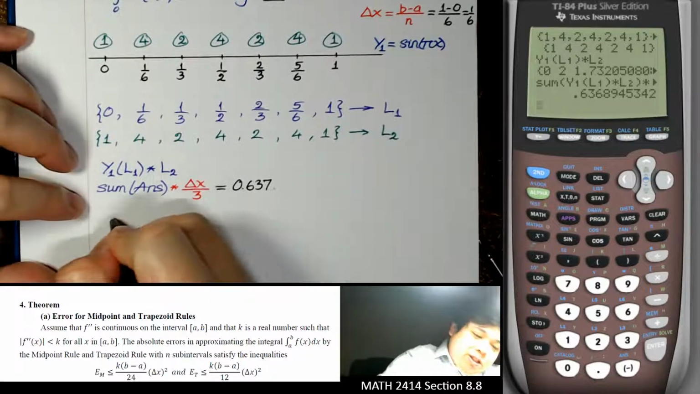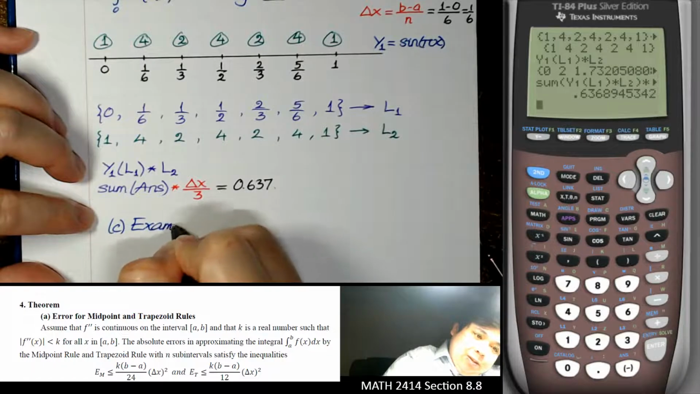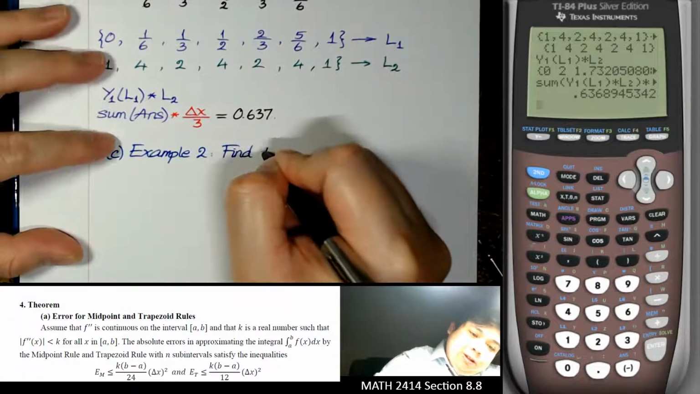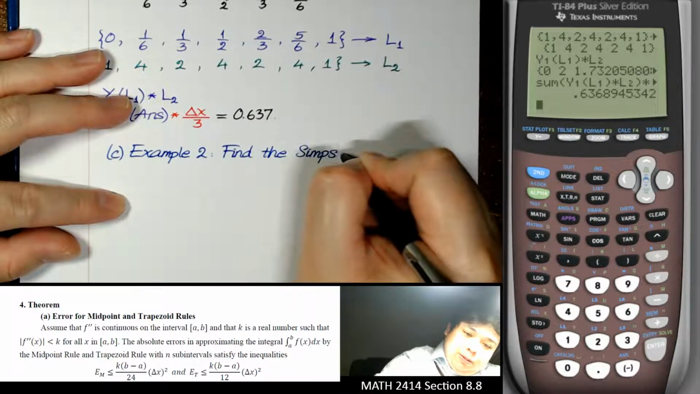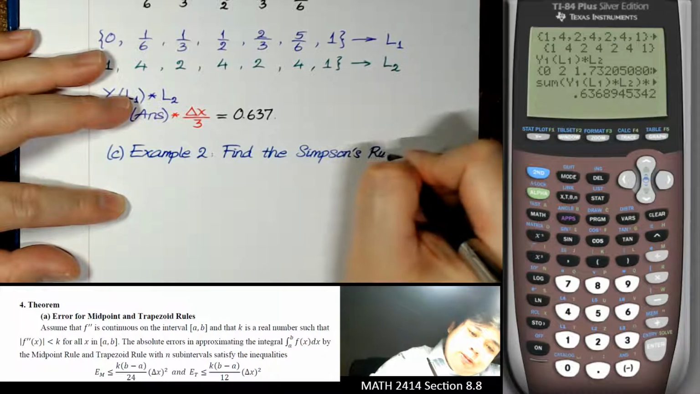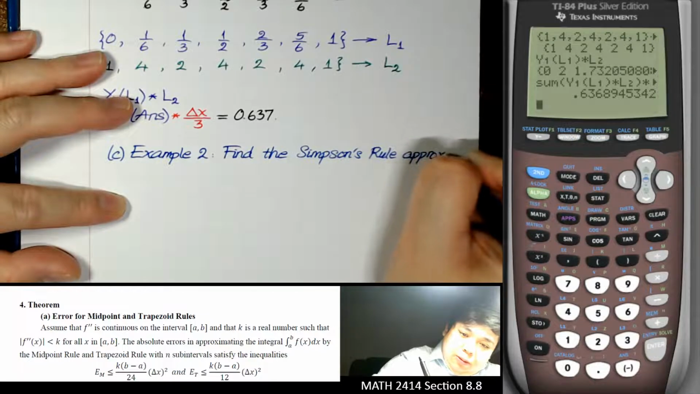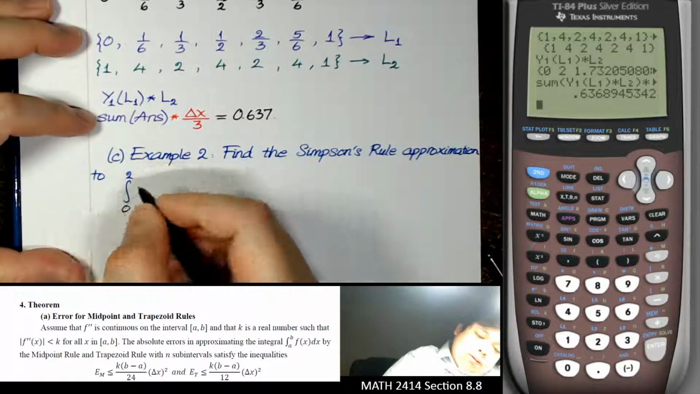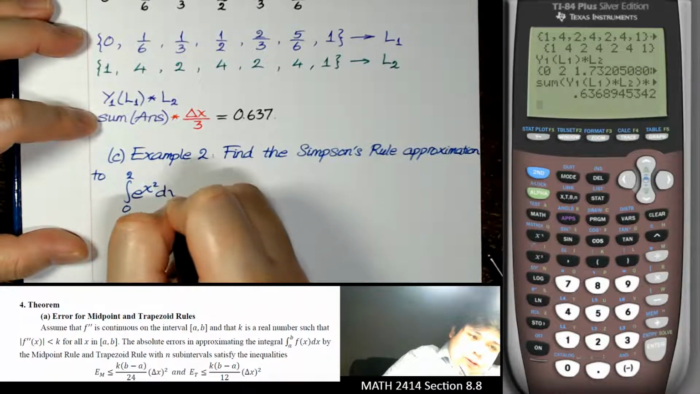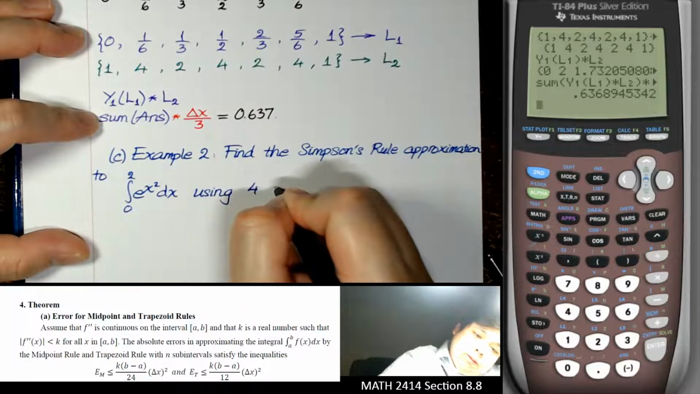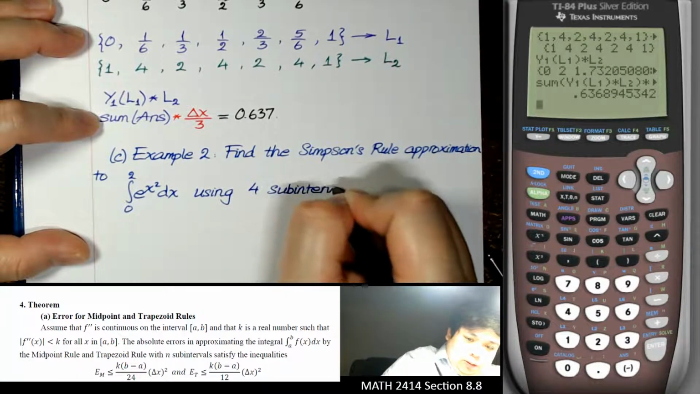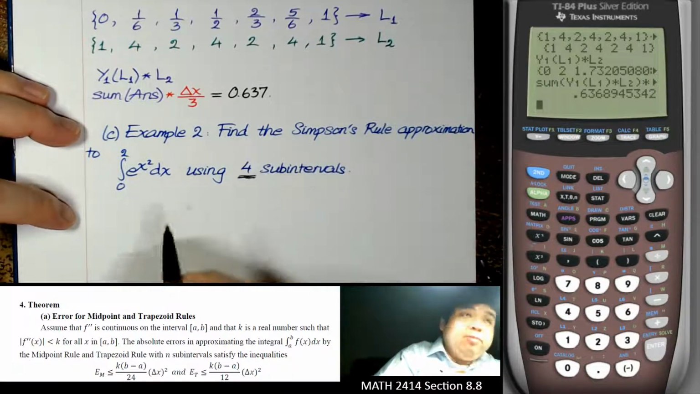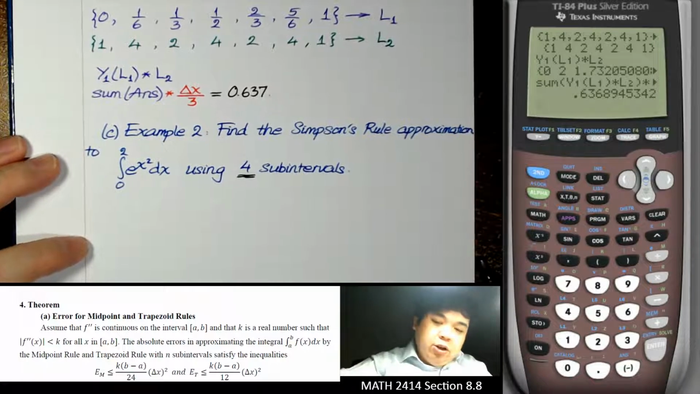I guess we can do one more example. Right, now we're using this for 4 subintervals, and once again it has to be even. So, right, now from 0 to 2.